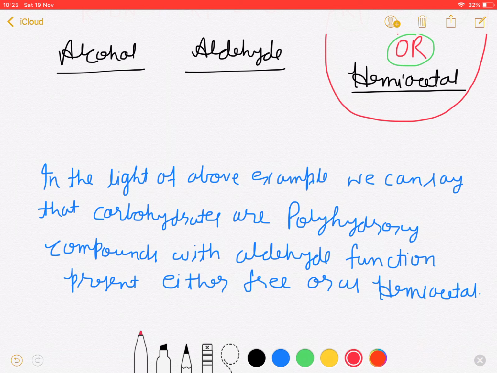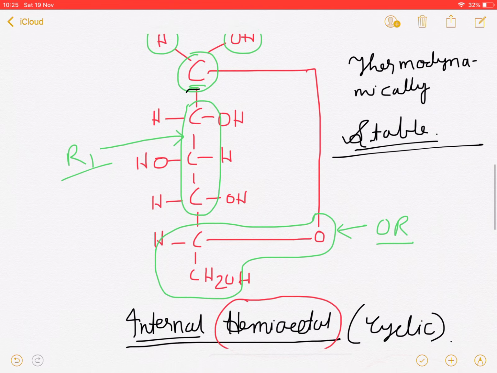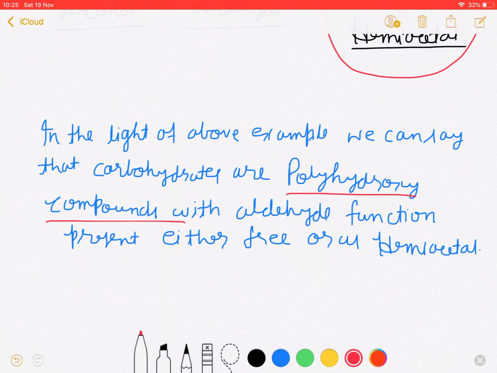So you have to remember one thing over here, that it's a polyhydroxy compound. Why is it a polyhydroxy compound? Because there are so many hydroxys connected to this, with aldehyde function present. That means it has aldehyde. Definitely it has aldehyde function present, either free or as hemiacetal.